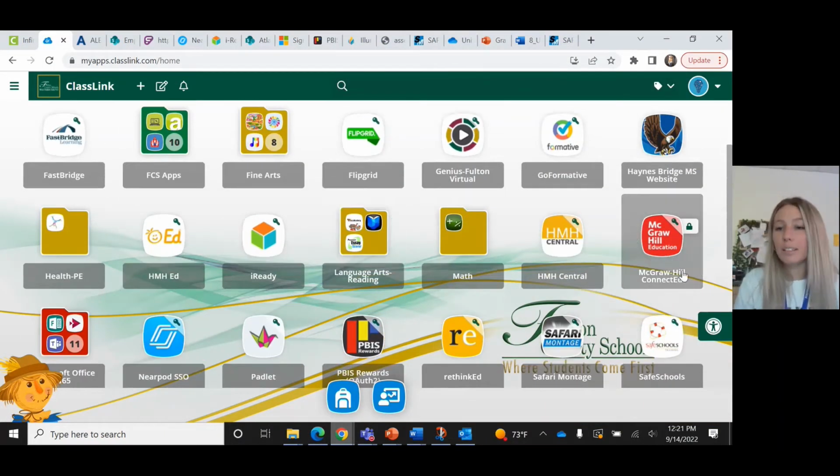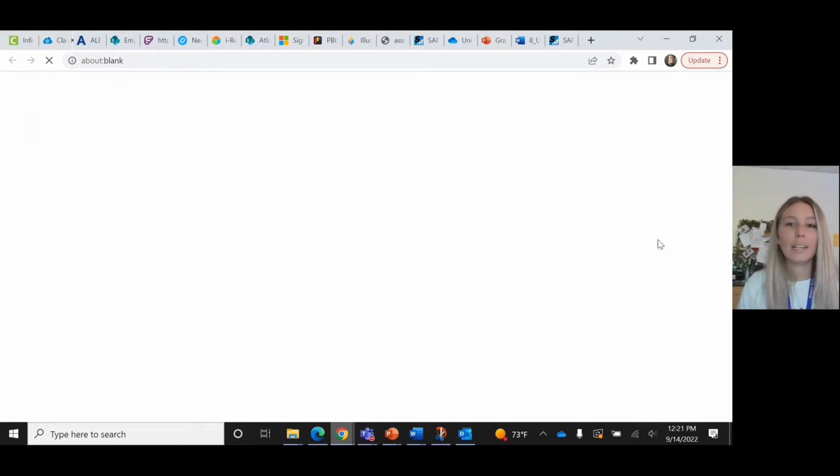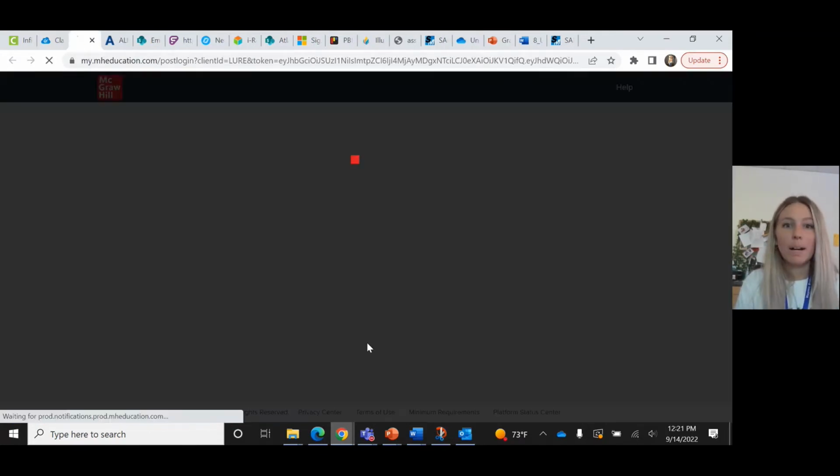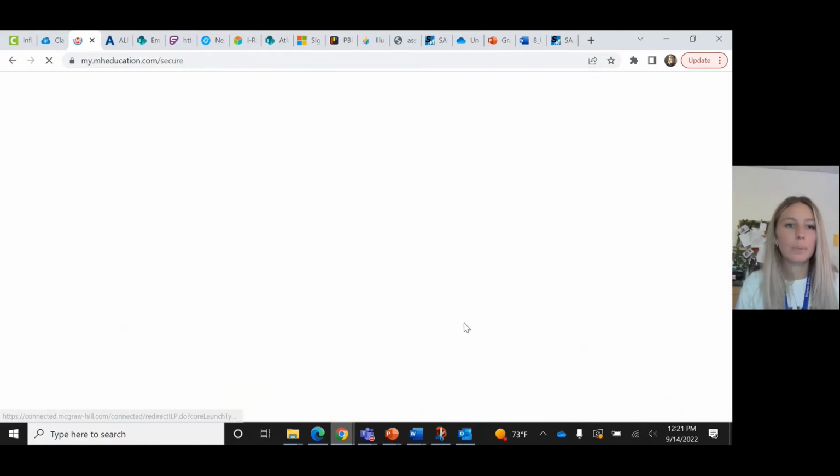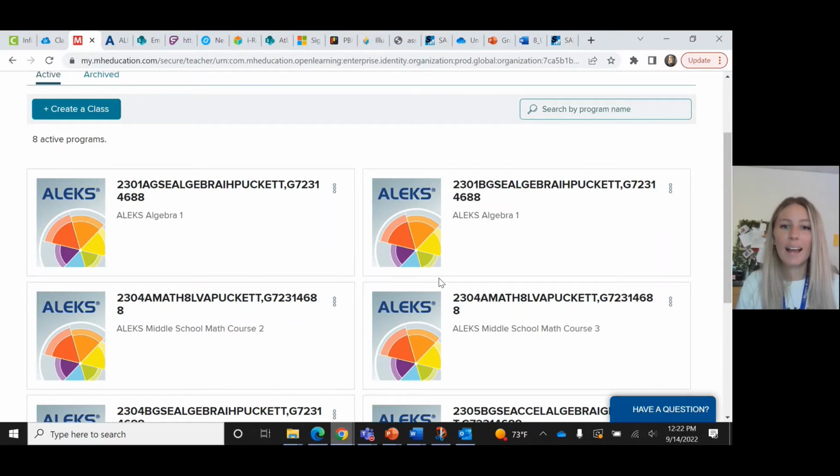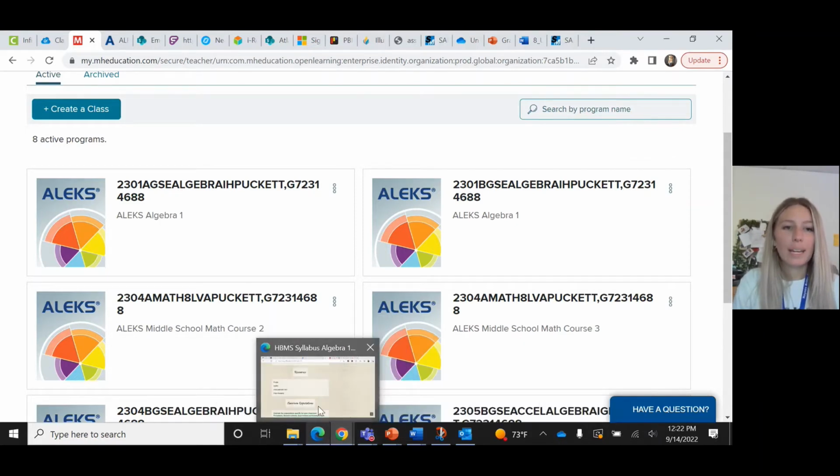They will go to McGraw-Hill. Is this red one right here? Now this will be my view, but when your students open it, they will have a couple of boxes like this that say ALEX, but their work will always be in this top left box. So I will take a weekly grade of ALEX.